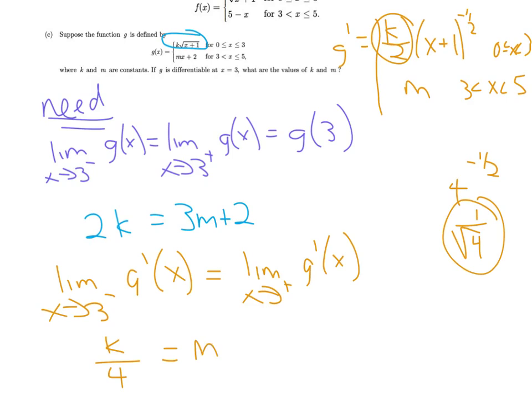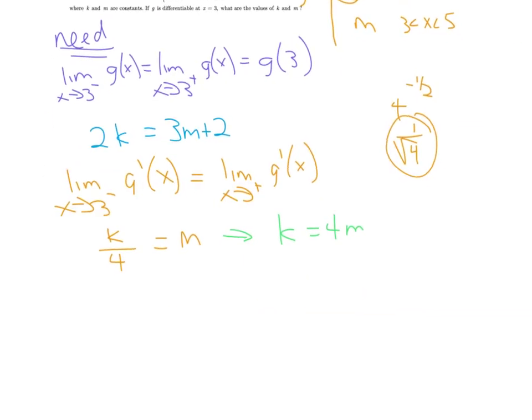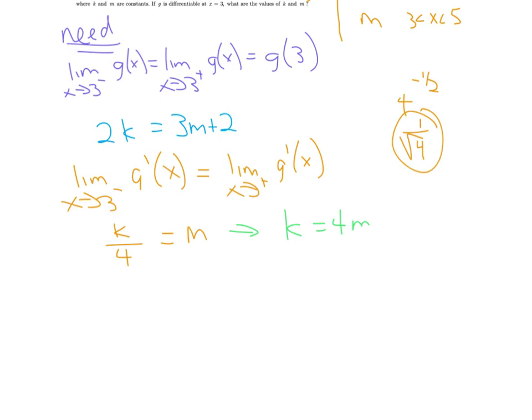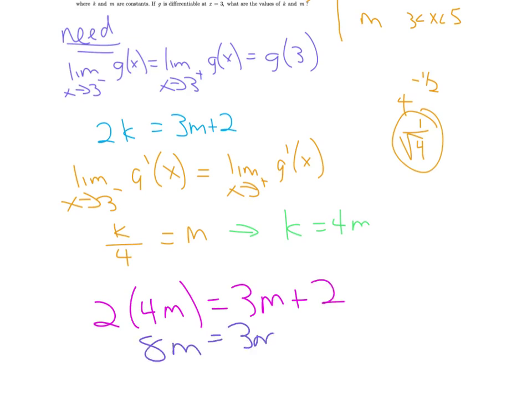Now from that equation, can't I then say k is 4m? So then I can claim 2 times 4m is equal to 3m plus 2, which means 8m is equal to 3m plus 2, which means that 5m is 2, so m is 2/5, and therefore k is 4 times 2/5, which is 8/5. And I've shown the work I need for those pieces.